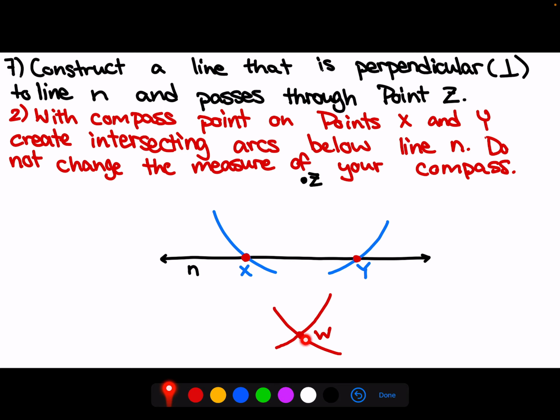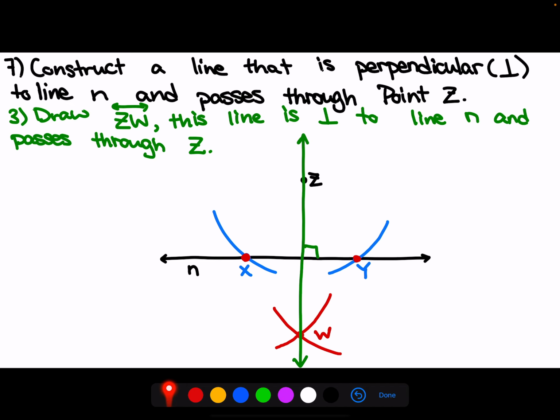So you should have 2 intersecting arcs down below. Again, that distance should be the same distance as you did from point Z to line N. So we shouldn't have changed distances yet. At this point, you're going to line up your ruler with point Z and point W. You're going to draw a line through those 2 points. That line will be perpendicular to line N and pass through point Z.